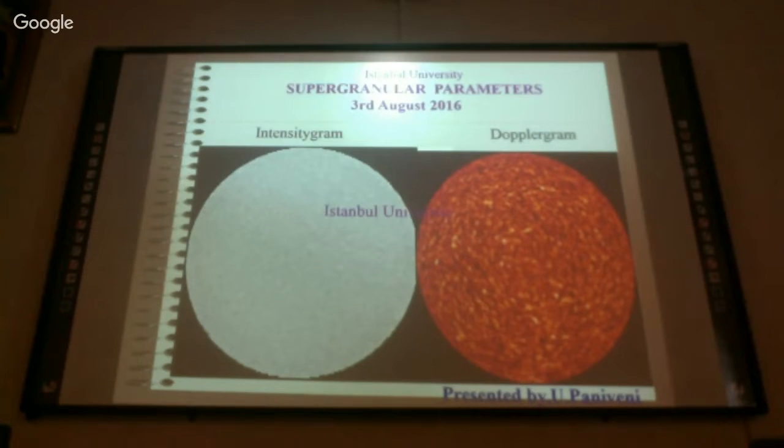The pictures that you are seeing here are the intensitygram and the Dopplergram. The intensitygram is nothing but the intensity picture of the sun, and the Dopplergram is a map of the surface velocity of the sun.